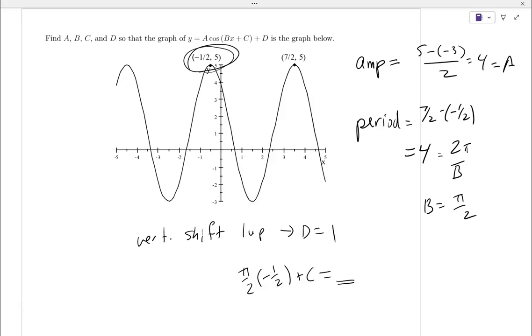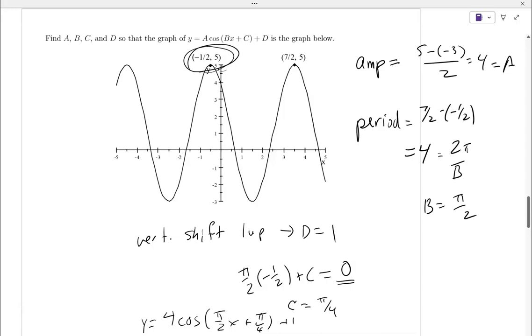Where would this high point have started for cosine? At 0, 1, right here on the x-axis. So I need to put a 0 there. Yep. So C is positive pi over 4 when we solve. So then our function becomes 4 cosine of pi over 2 x plus pi over 4, and then plus 1.